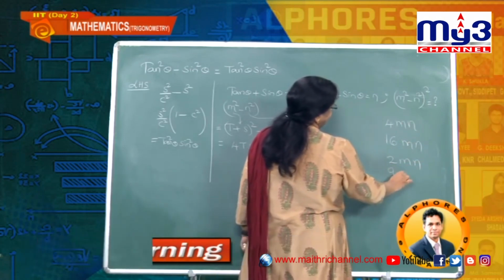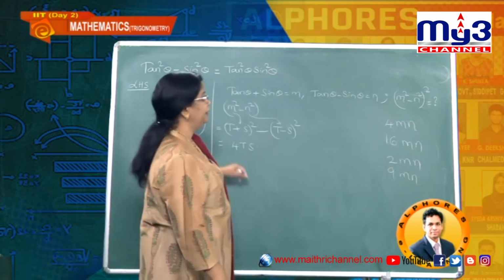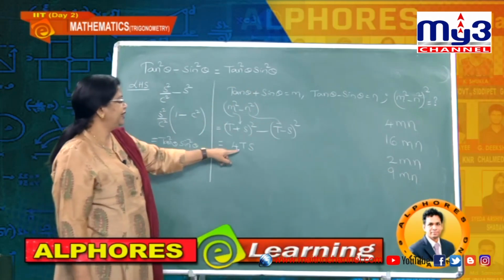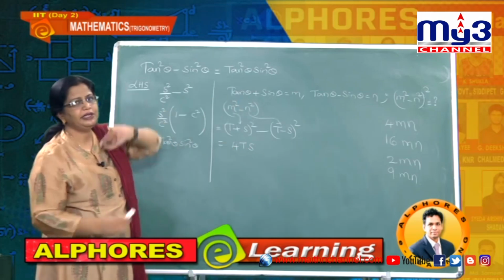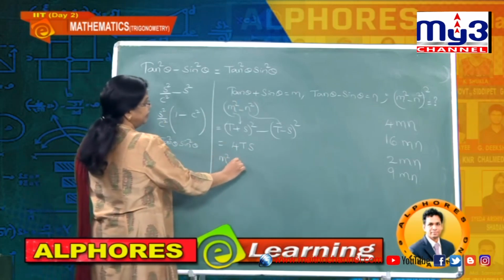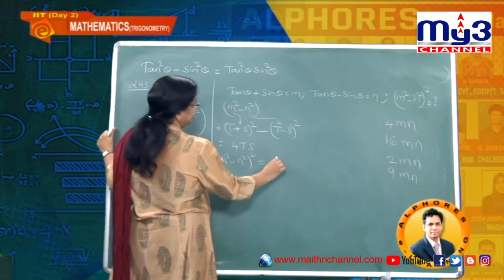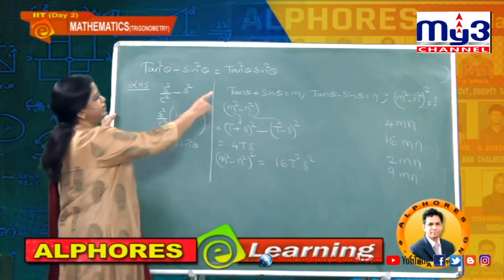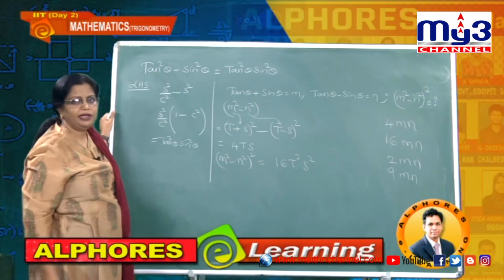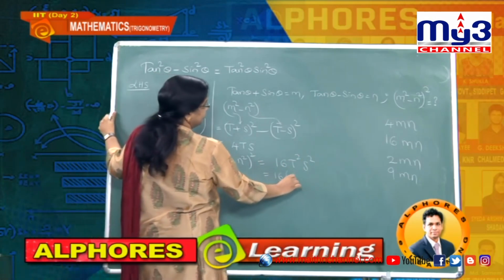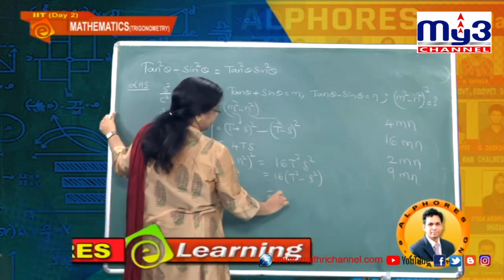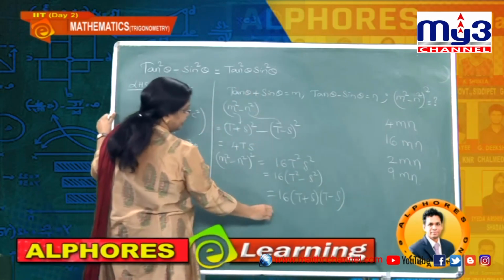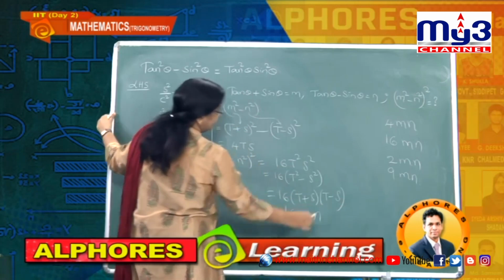So once options are given in this way, you should go carefully. Your answer must be in terms of the product of m and n. I got this value, but we require the whole square. So (m square minus n square) whole square equals 16 times tan square into sin square. Now tan square into sin square is nothing but tan square minus sin square. So I write 16 times (tan square minus sin square), that is 16 times (tan plus sin) into (tan minus sin), and those are nothing but m into n. So we got 16 times mn.